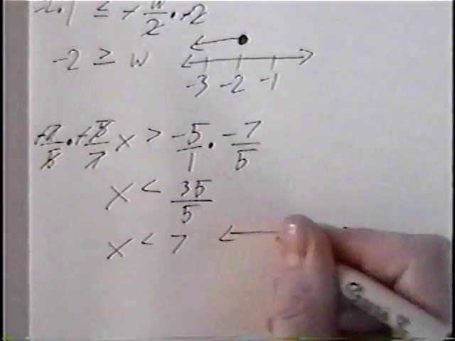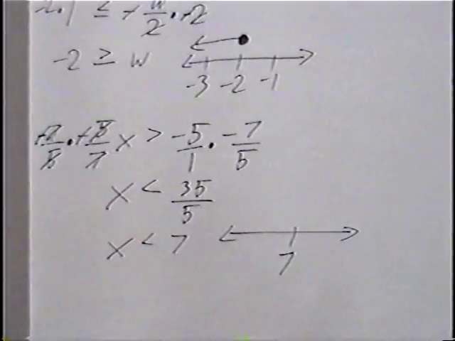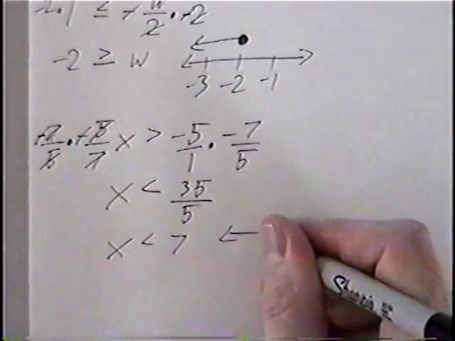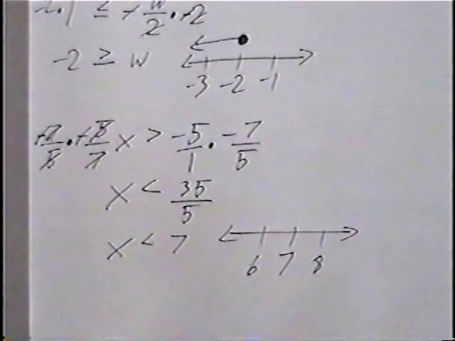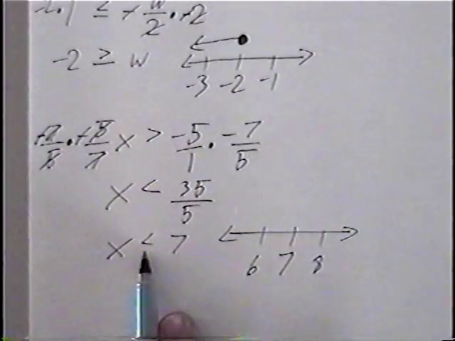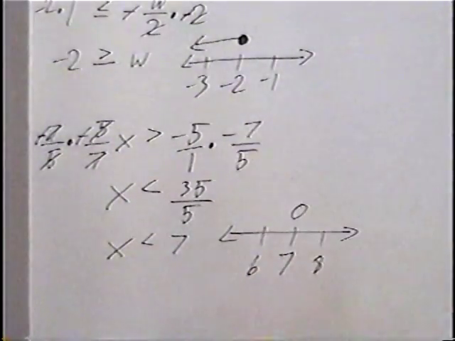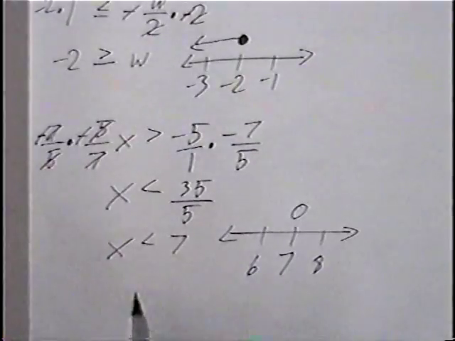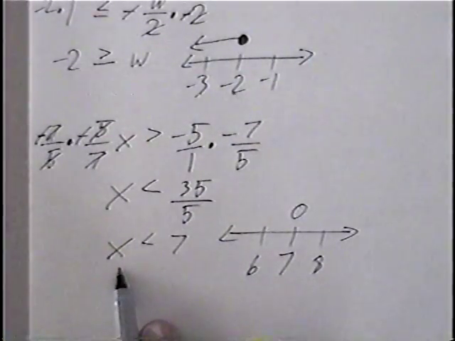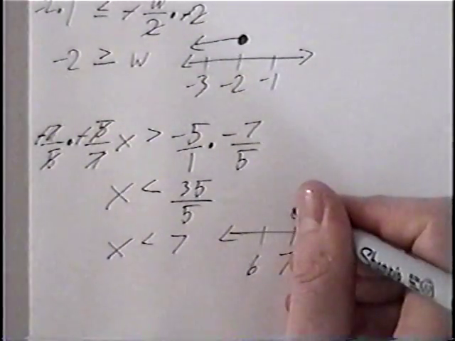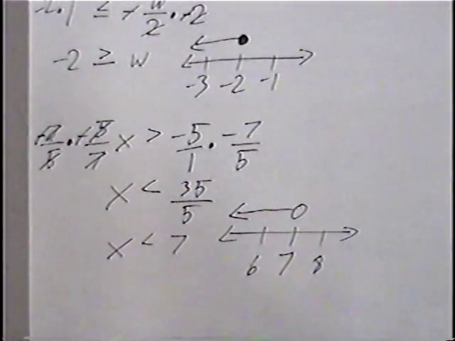Graphing this, we'll put 7 in the middle of the number line. 8 will go on the right, and 6 will go on the left. Less than means it's an open circle. And x is less than 7 means x will be the smaller numbers. Smaller than 7 would go to the left.